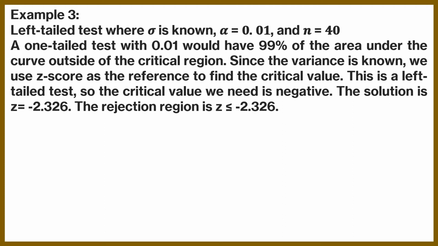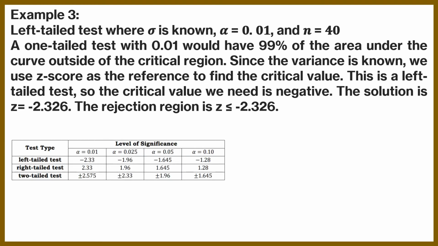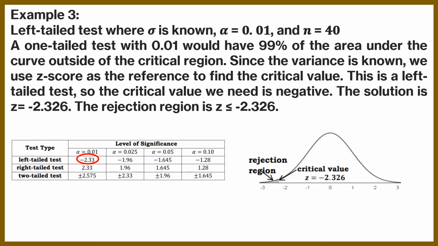Okay, so in the critical region, since the variance is known, we use the z-score as the reference to find the critical value. This is a left tail test, so the critical value we need is negative. The solution is Z is equal to negative 2.326, so the rejection region is Z is less than or equal to negative 2.326, or negative 2.33. Ni-round up lang natin siya. So, tignan natin yung graph. Ito yung magiging rejection region natin. Okay? So, critical value is negative 2.326 or negative 2.33.